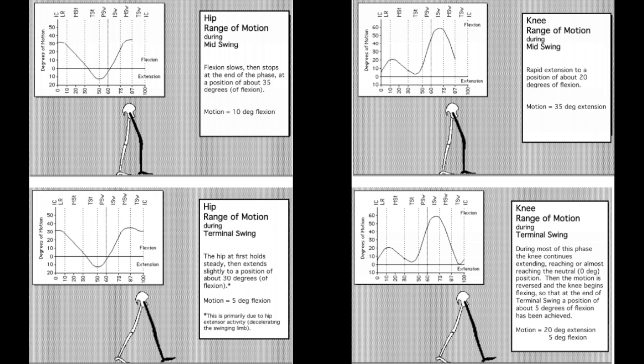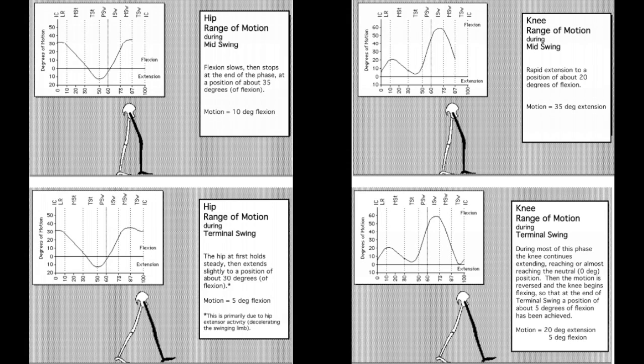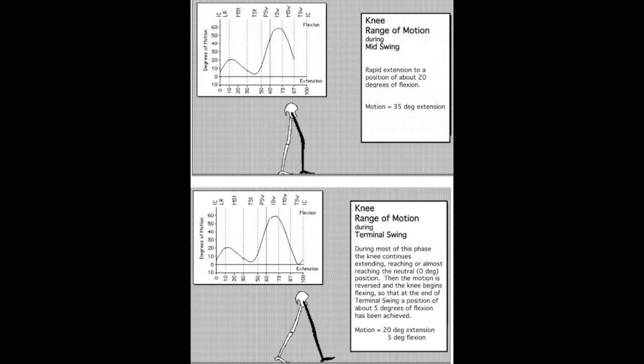The final swing phase, and the last phase in the gait cycle, is terminal swing. The hip goes through extension of about 15 degrees, ending at 10 degrees of extension. The knee continues extending to about 20 degrees of extension, then does slight flexion of about 5 degrees. This all creates the joint motion in degrees of one gait cycle.